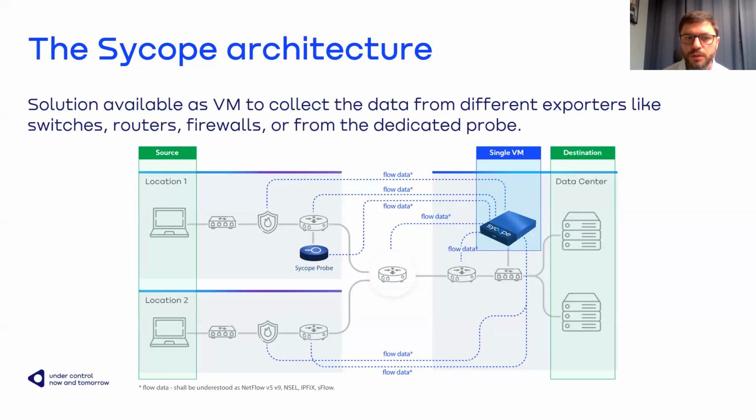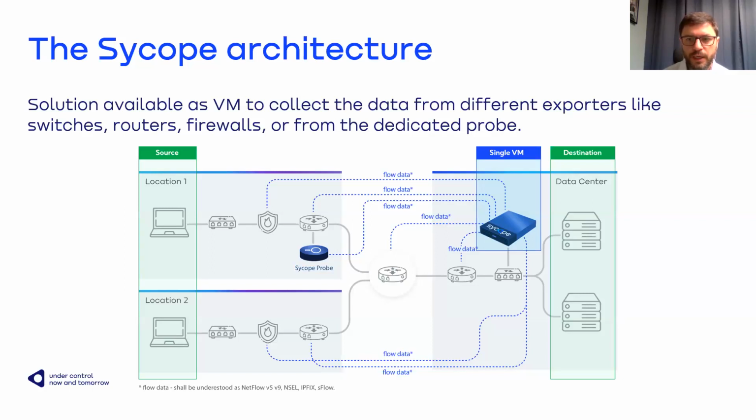So in these cases, you can use Sycope Probe. Sycope Probe is a dedicated machine to transform the copy of the network communication into the NetFlow data. So it's necessary to send the copy of the packets through a SPAN port or mirror port, or through a device like a TAP or packet broker to the probe, and then the probe will transform this copy of the communication into the NetFlow data and will send the data to the collector.